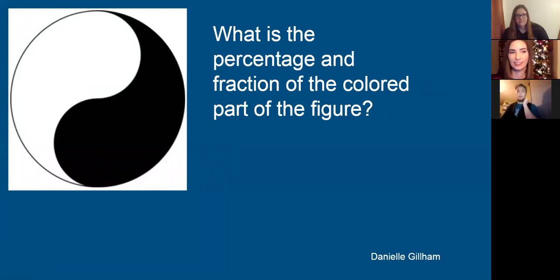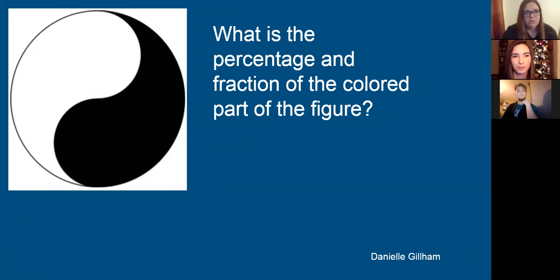Now, I have a question for you, Danielle. Can you tell me what is the percentage and fraction of the colored part of this figure, what looks like a yin and yang symbol, a very well drawn one, I might add? Thanks. So this one's really easy just because there's only 2 parts.